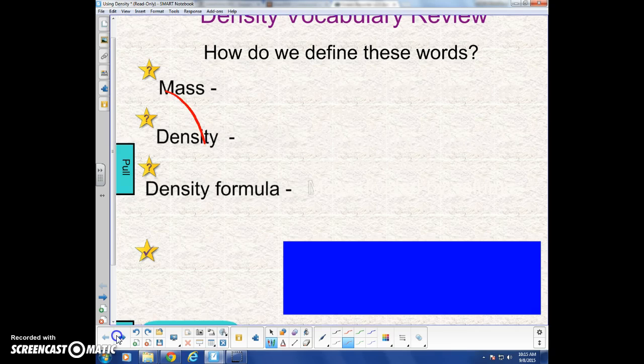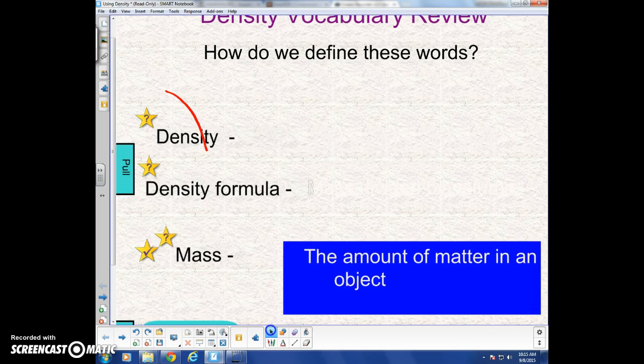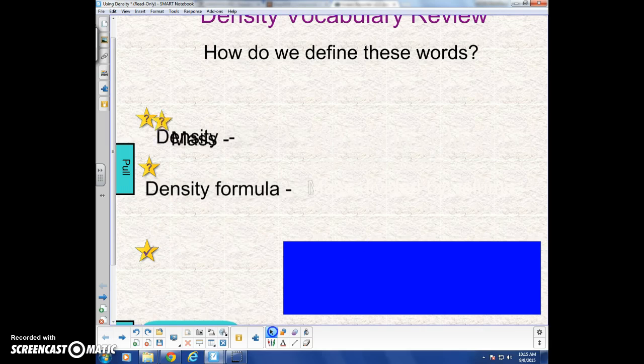Remember that mass, well, let's actually use the pointer here, that mass is the amount of matter in an object. It's the amount of stuff that an object contains. We measure that in grams typically, and we typically use a triple beam balance.